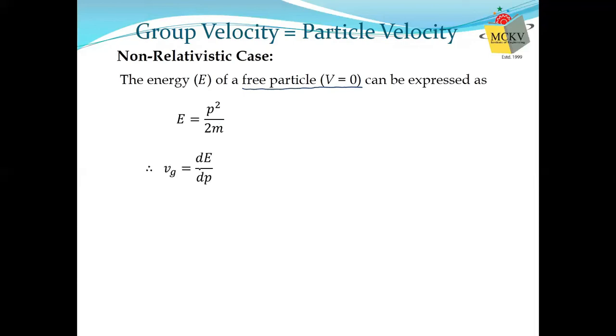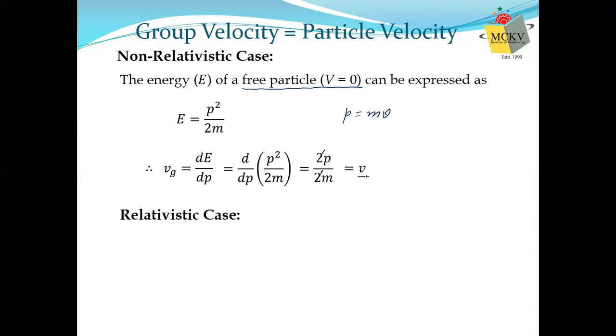Now, our group velocity vg is dE/dp. Therefore, this E can be written in terms of momentum as p square by 2m. So if we differentiate it, we get 2p by 2m, that is p is nothing but mv. Therefore, it is v. So, with the help of non-relativistic mechanics, we observe that group velocity is indeed equal to the velocity of that particle.